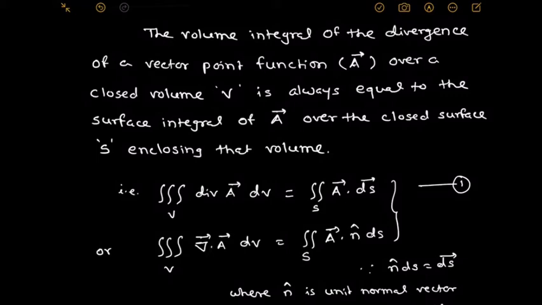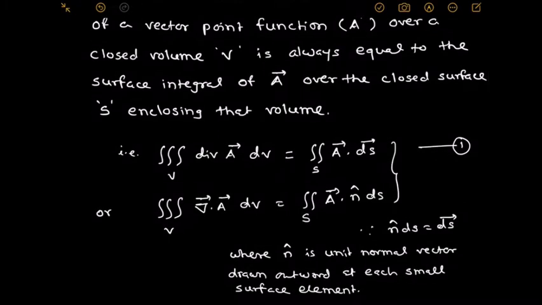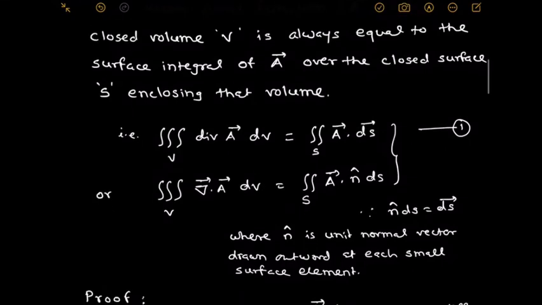vector A dot unit vector n ds. Now what is vector ds? That vector ds is represented as unit vector n ds. That unit vector n is a unit normal vector drawn outward at each small surface element. That part we explain in the next point. Now how the unit normal is drawn outward at each small surface element.